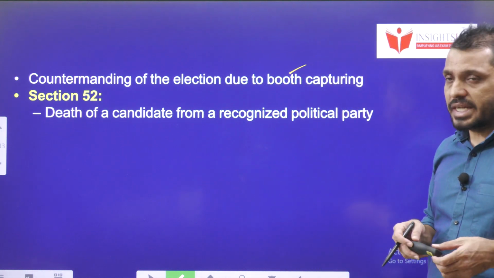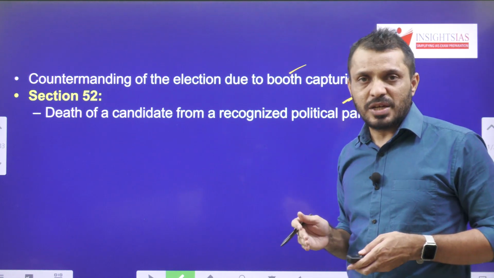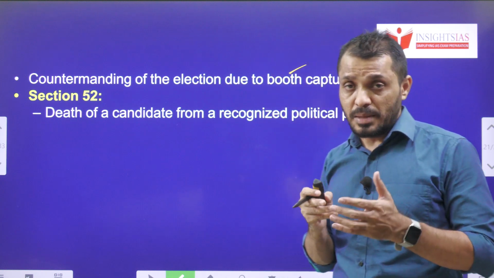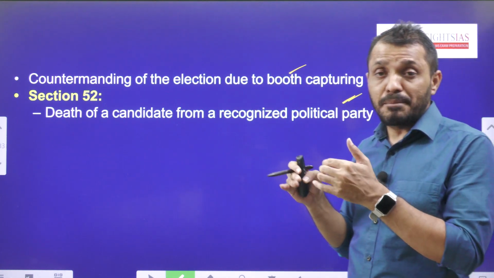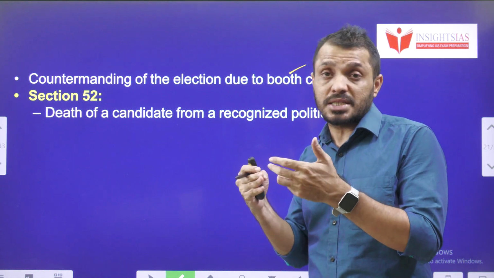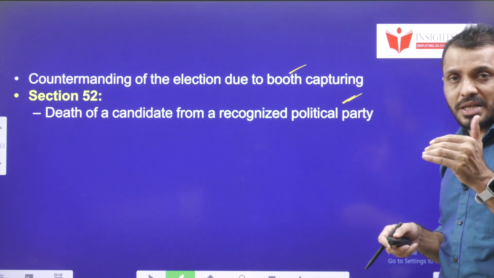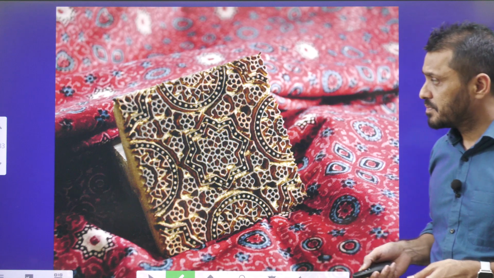Section 52, death of a candidate from a recognized political party. If a death happens of a candidate from a recognized political party, then also repolling will happen. This rule is not applicable to independent candidates and candidates who are contesting from a non-recognized party. For those, even though the death of a candidate happens, the election will happen as usual.